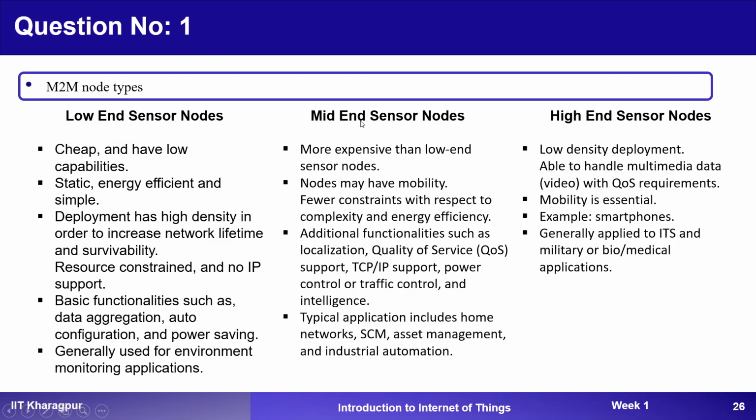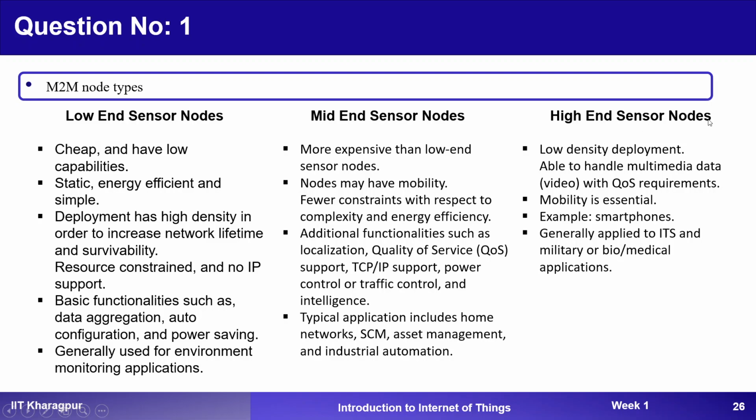Now, second one is mid end sensor node. These are expensive as compared to low end sensor nodes. They have mobility; they are not static like low end sensor nodes. They have fewer constraints with respect to complexity and energy efficiency. They provide functionality such as localization, quality of service, TCP/IP support, power control or traffic control, and intelligence. Typical applications include home network, SCM (supply chain management), asset management, and industrial automation.